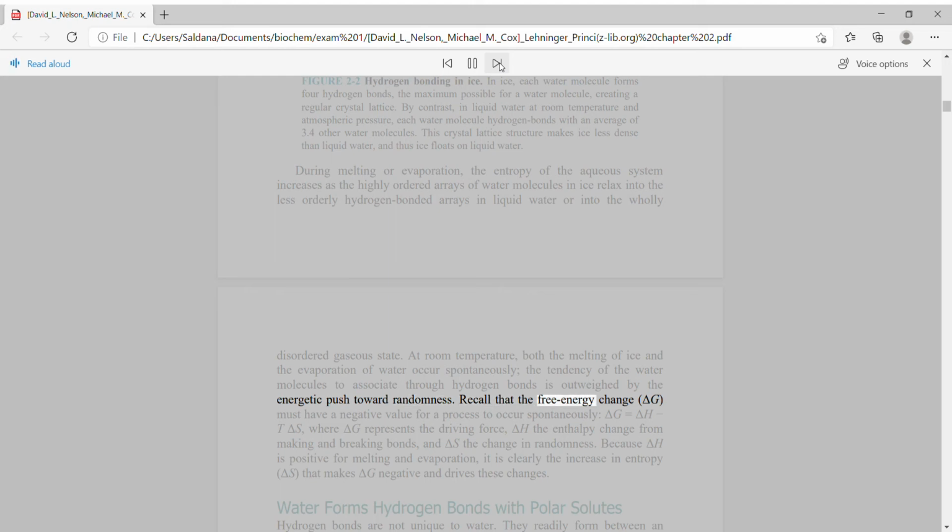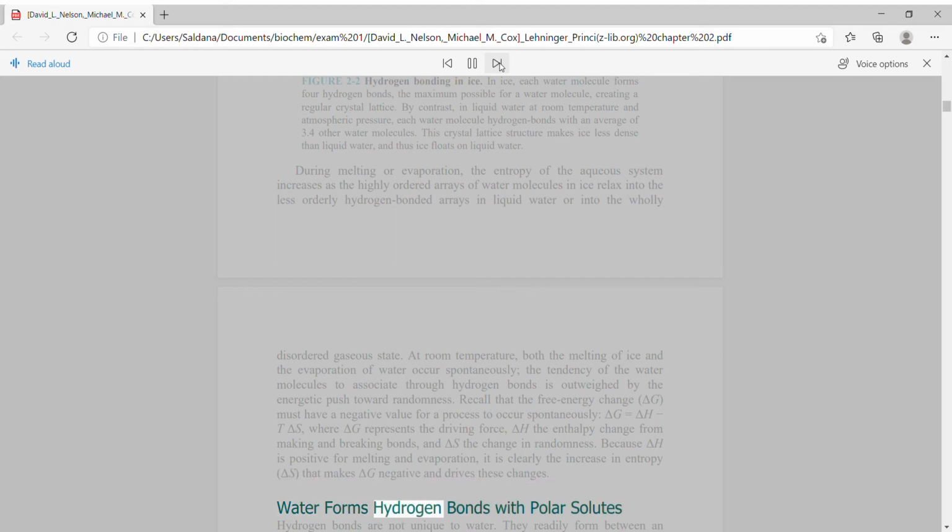Recall that the free energy change, delta G, must have a negative value for a process to occur spontaneously. Delta G equals delta H minus T delta S, where delta G represents the driving force, delta H the enthalpy change from making and breaking bonds, and delta S the change in randomness. Because delta H is positive for melting and evaporation, it is clearly the increase in entropy, delta S, that makes delta G negative and drives these changes.